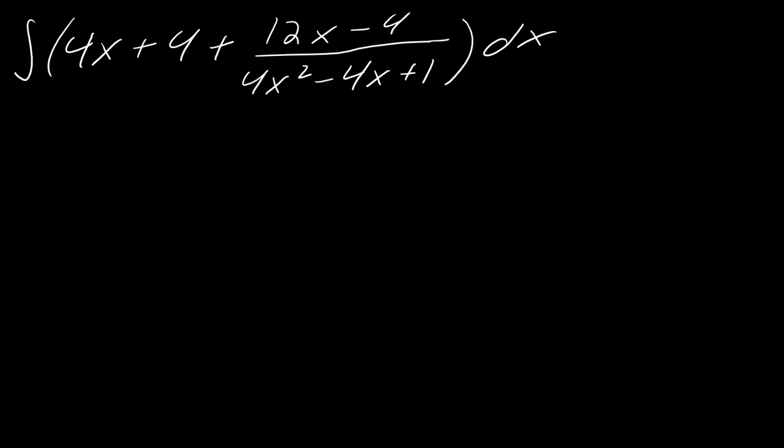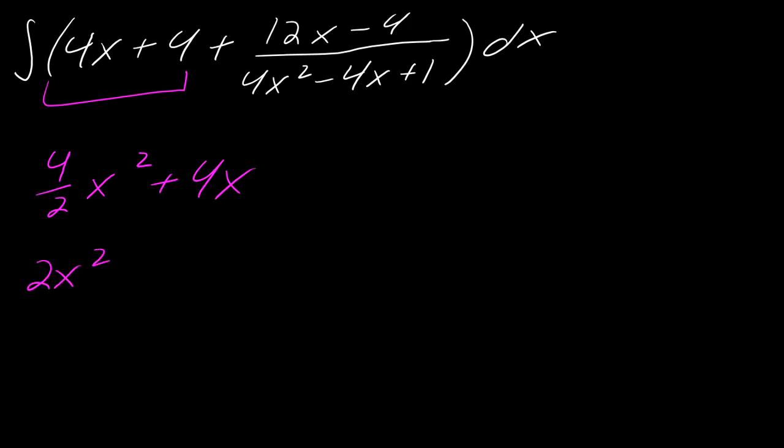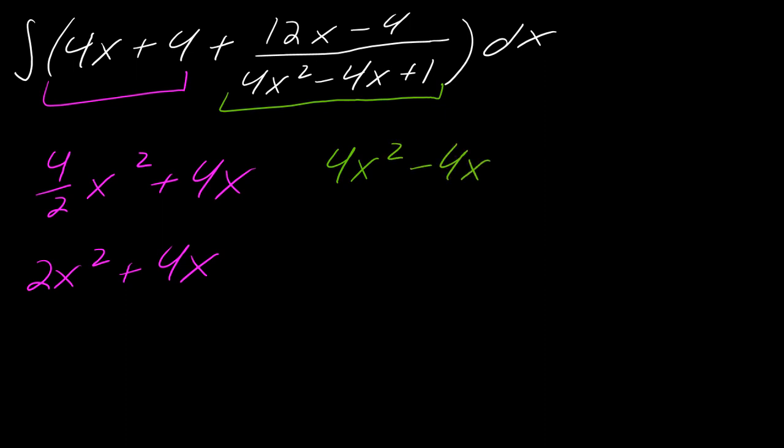All right, so the first two parts of this are easy to integrate. So I'm going to have 4 over 2x squared plus 4x for these parts. Now we just want to focus on integrating this part here. The thing to know that might not be immediately obvious is that 4x squared minus 4x plus 1 actually can be factored into 2x minus 1 squared. That is going to make our lives a lot easier.